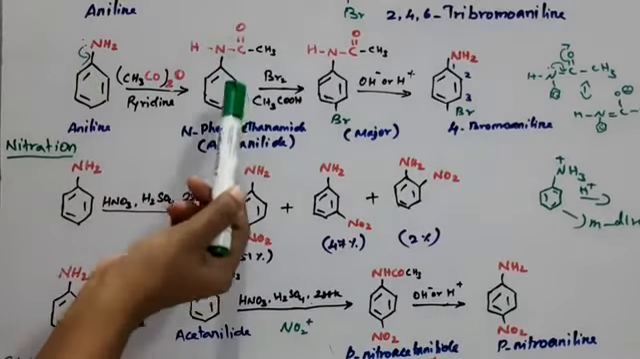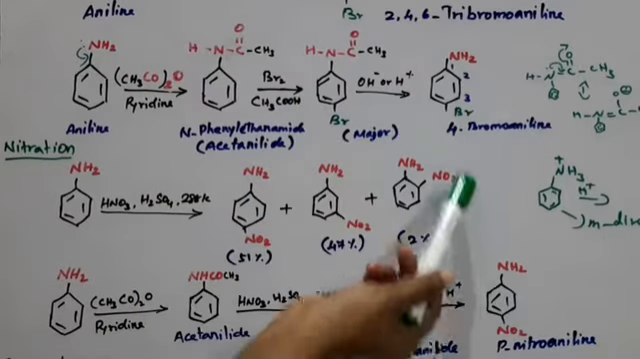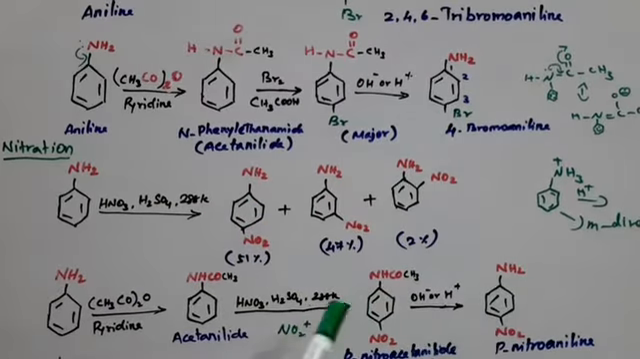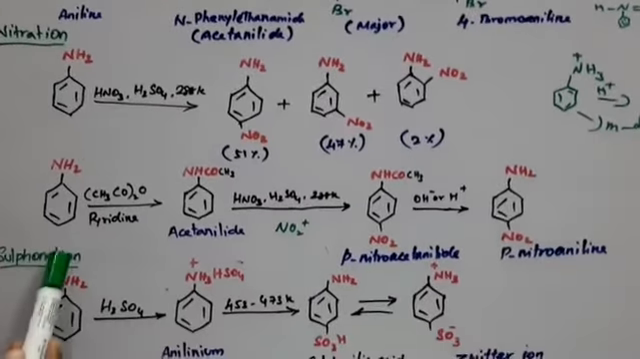So we convert it to the amide, and then whichever substitution we want, after the hydrolysis reaction we can get the mono derivatives. So it's clear, students. Okay, next one, sulfonation reactions.